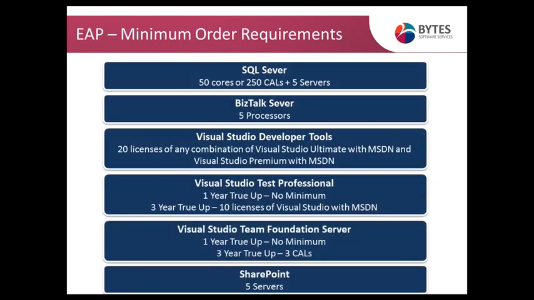The minimum order requirements are really dependent on the product that you want. So for SQL Server, for example, it's either 50 core licenses or 250 client access licenses with 5 servers. And you can see there through that table the minimum number of licenses that you need to start off an Enrolment for Application Platform. You can choose any number of those products to go in your enrolment, or you can just simply choose one product set.